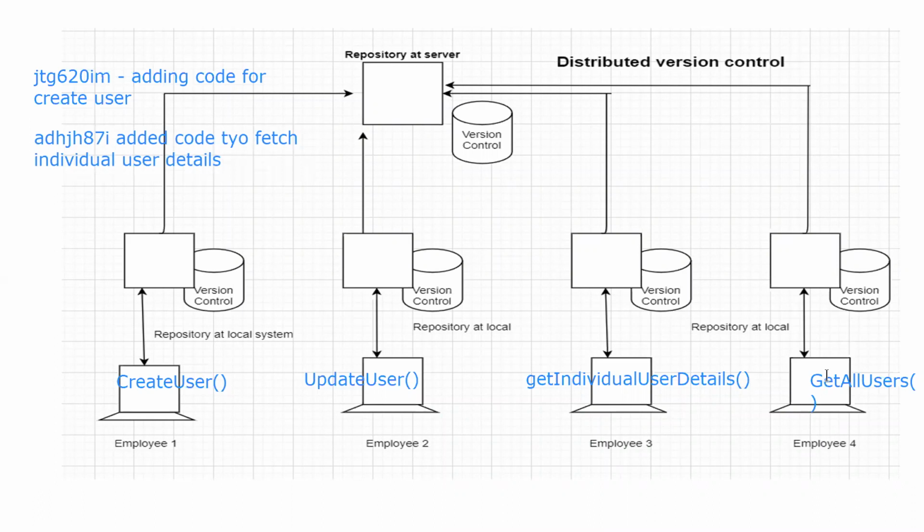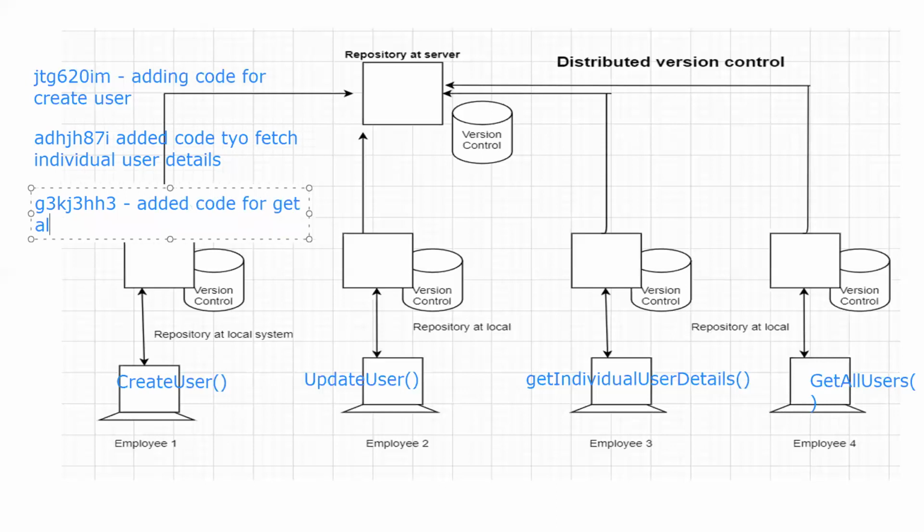Now when this guy commits "get all users impl", one ID will get generated, like this. And what comment will he add? "Added code for get all users," right? So this is what the commits will be like. Whenever they commit, one ID will get generated, for whatever changes they make, for everything one ID will get generated. This is just to keep track of what changes are getting added.